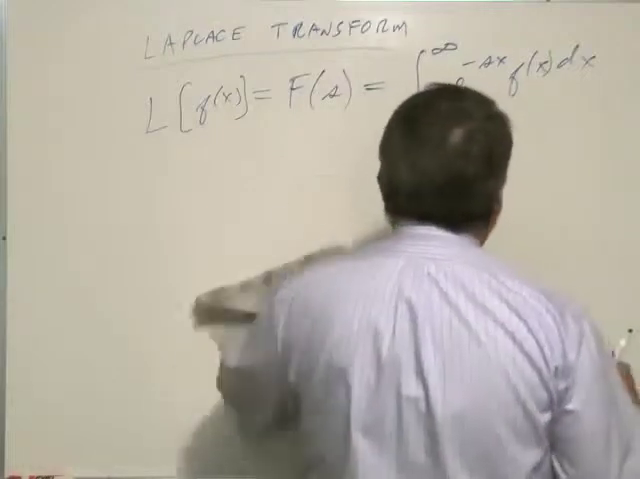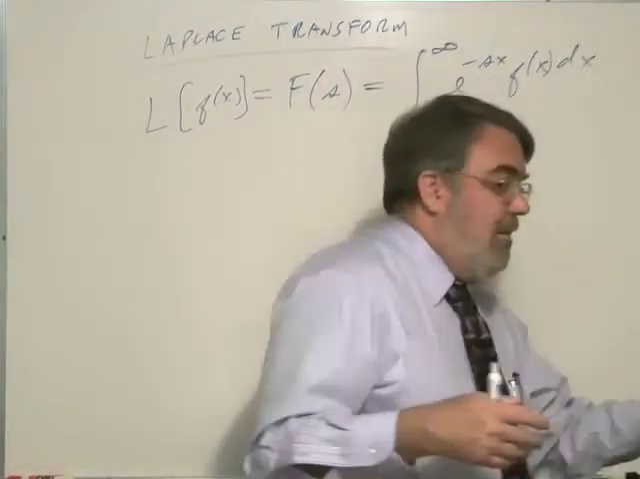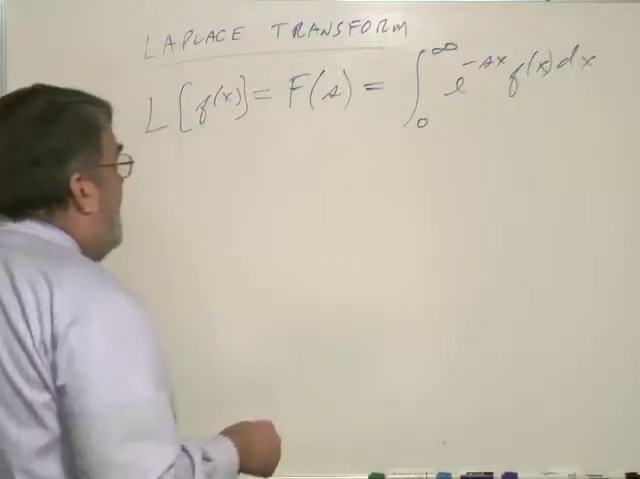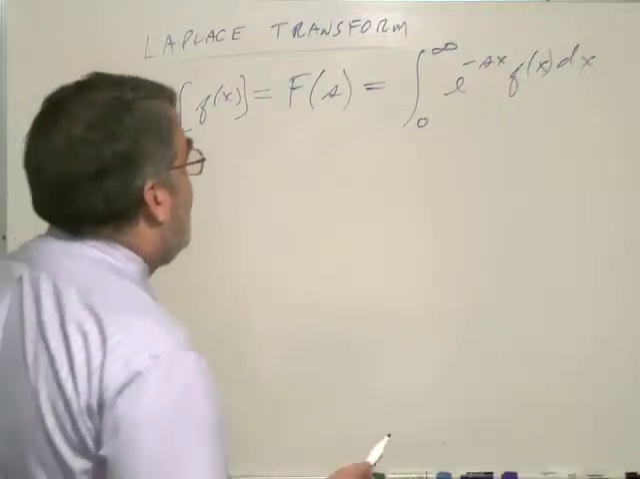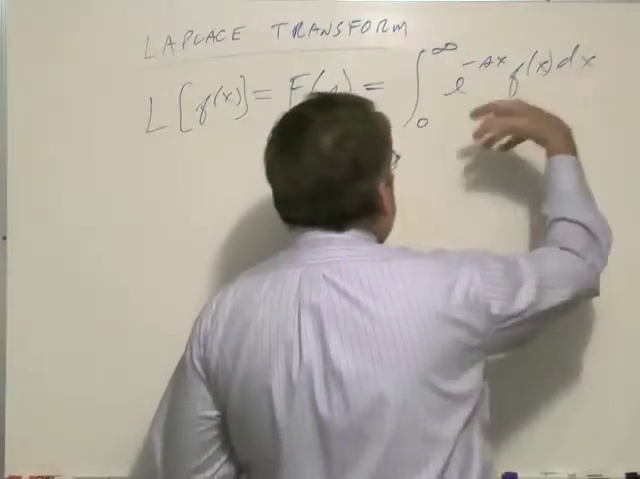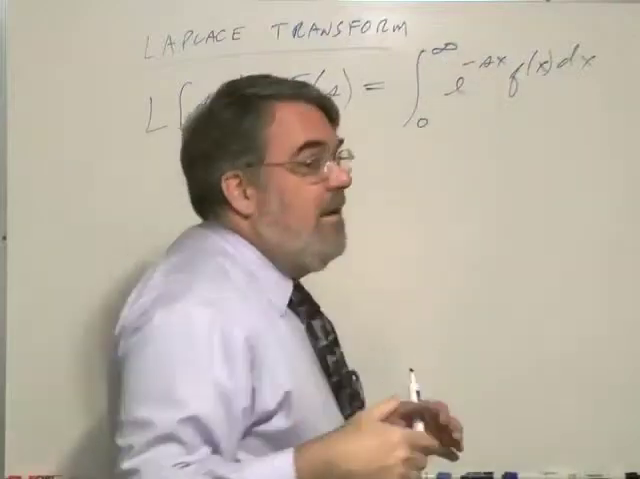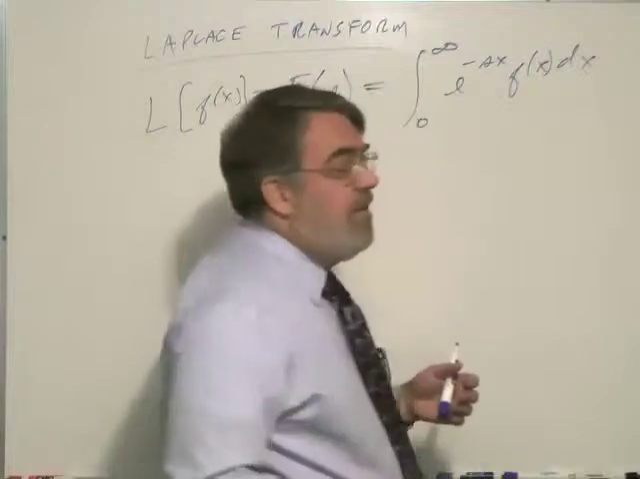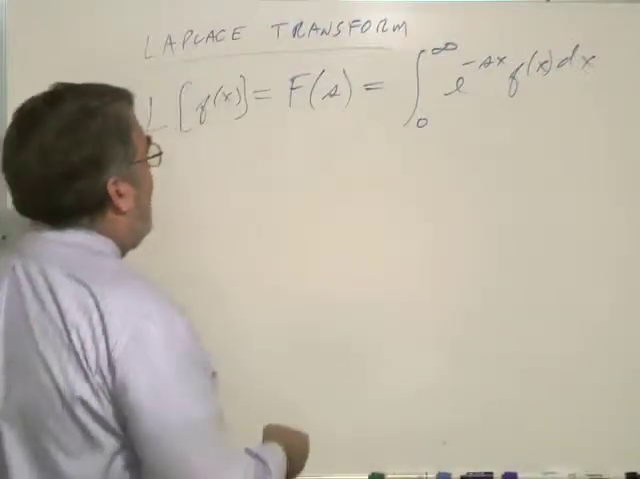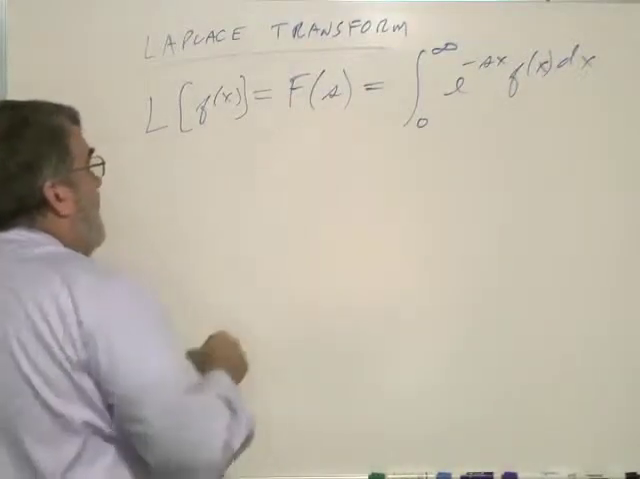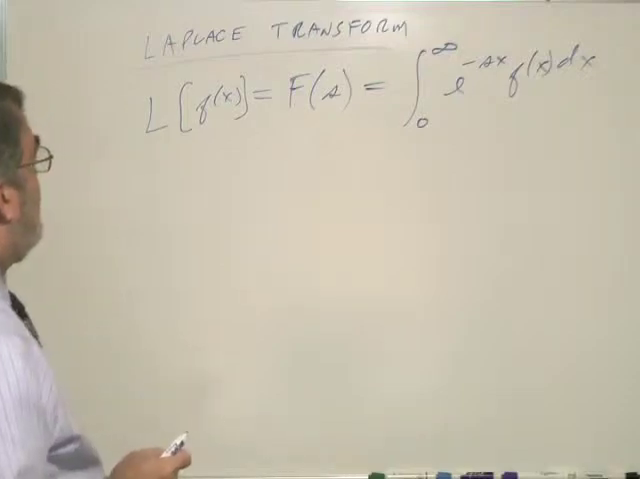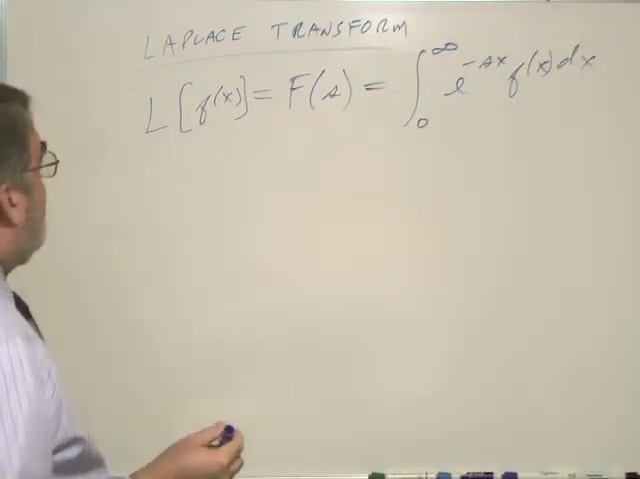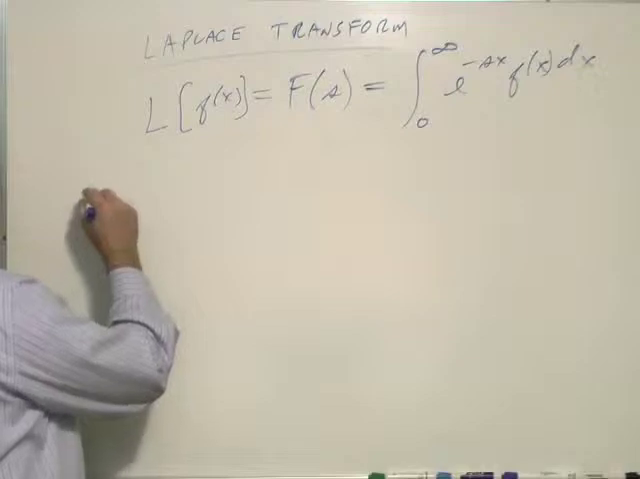Well, being that as it may, what are we going to get when we integrate this? When we integrate dx and plug in 0 to infinity, the x's are going to disappear, and what's going to be left is some expression using letter s, and we call that expression capital F of s. And so, for example, let's do some easy ones here.